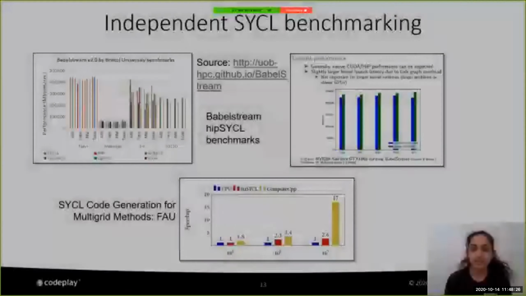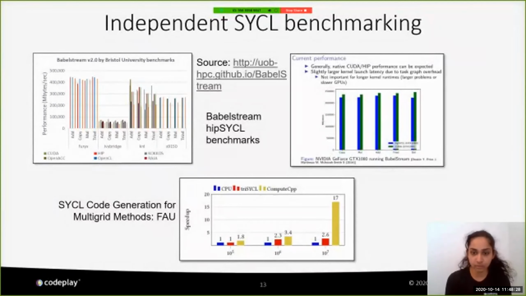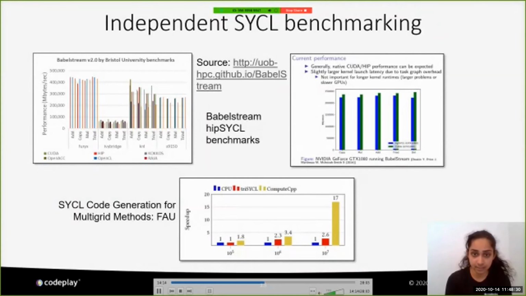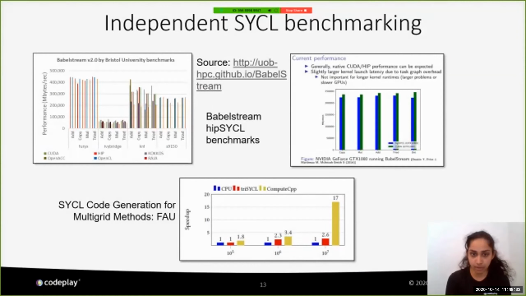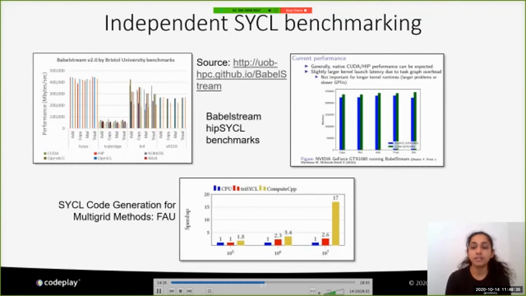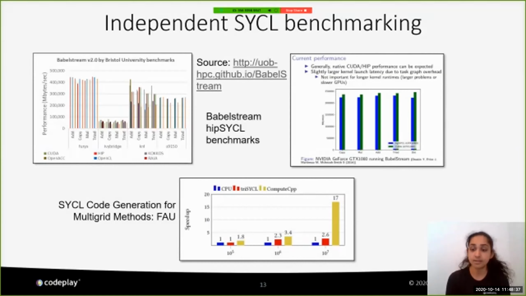Till now, we spoke about the portability aspect of SYCL, how we can write a single program and it can run on different OpenCL compliant processors, as well as non-OpenCL processors like CUDA GPUs. From here, I'm going to present a few slides which represent independent SYCL benchmarking, showing the performance of SYCL compared to native CPUs or CUDA GPUs.